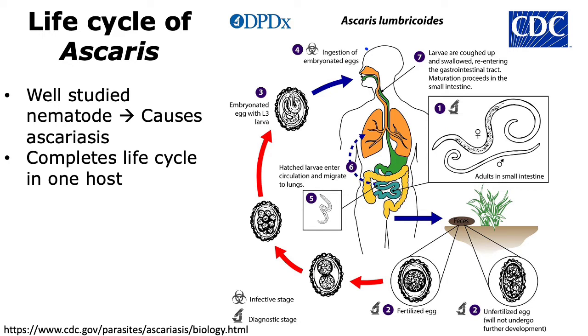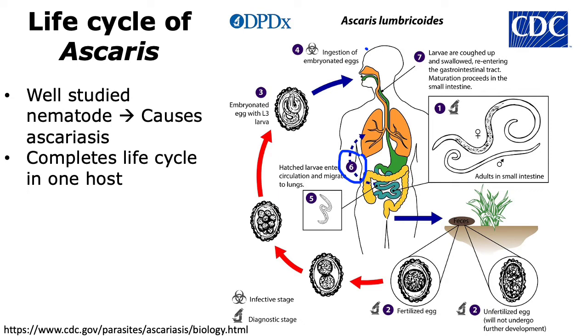Ascaris is a well-studied nematode that is known to cause the disease ascariasis. It completes its life cycle in one host, and the infection process begins by the ingestion of embryonated Ascaris eggs, which are basically eggs that have undergone a certain stage of development. After ingestion, the eggs go to the intestines, and there they hatch and the larvae emerge. These larvae are able to pass through the intestinal walls and enter circulation.